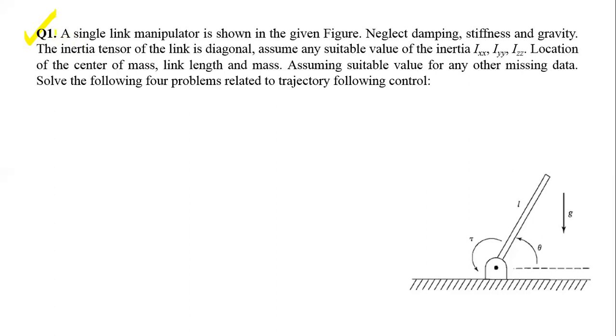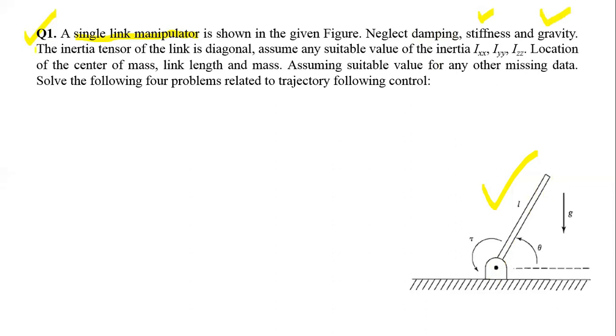This problem is about a single link manipulator, which is shown in this figure. Here you can neglect the damping acting on this manipulator due to this joint or due to any air drag or anything. So damping can be neglected in the simulation part. The stiffness may also be neglected, and the gravity may also be neglected in the simulation.